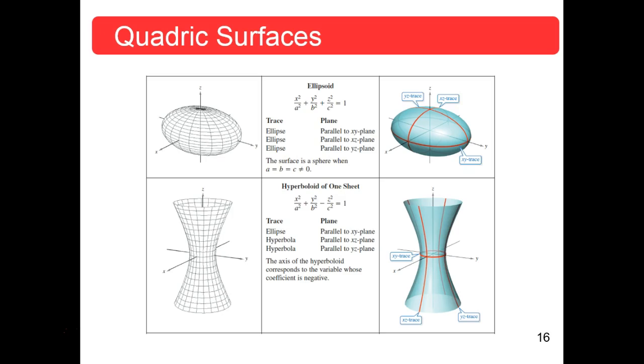Okay, now let's do a hyperboloid of one sheet. Now, a hyperboloid means that at least 2 of the traces are going to be hyperbolas. Okay? So the xz trace, that's going to be a hyperbola, where y is equal to 0. Or the yz trace is going to be a hyperbola, where x is equal to 0. So, here, there's where x equals 0, but y and z are not.